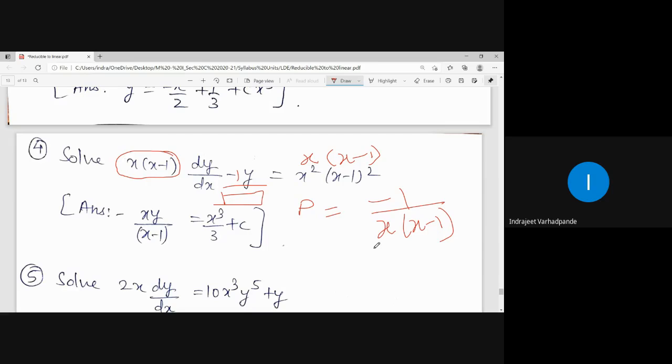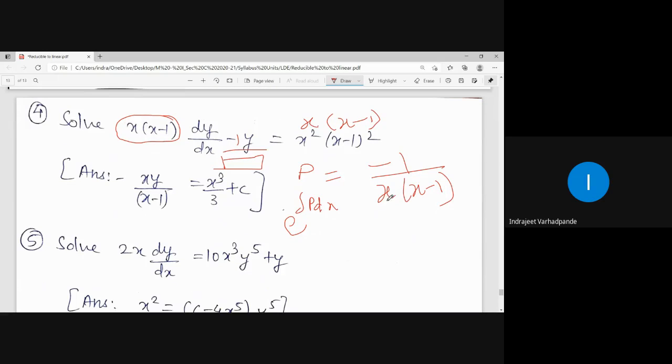RHS we are not bothered with. We want the integrating factor e to the power integration of P dx. So e to the power integration of this. How will it be simplified? Sir, we multiply x into the bracket, then we solve it. What will it be? 1 upon x square minus x.